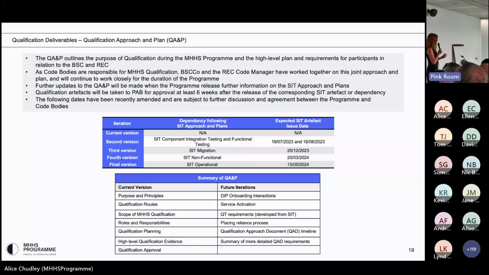We're looking at our placing reliance process. At the moment there's a placing reliance policy that the programme put in place, and Bee's going to be talking to you a little bit more about that. We need to look at how we're going to adapt that for qualification. So the overall policy will be the same, but the process and how you go through that process for qualification needs to be defined. That will be done through the qualification approach and plan as well.